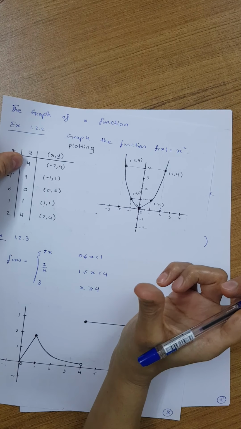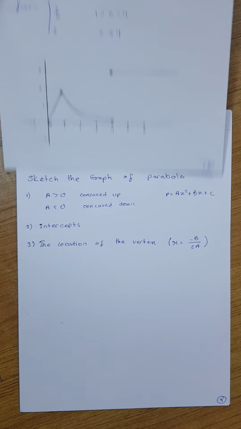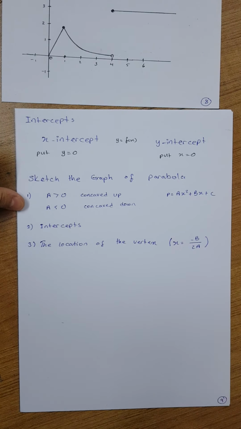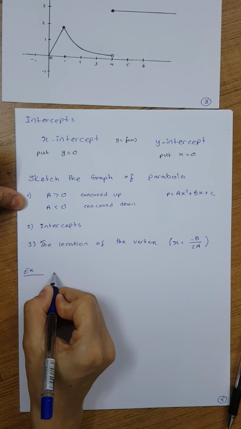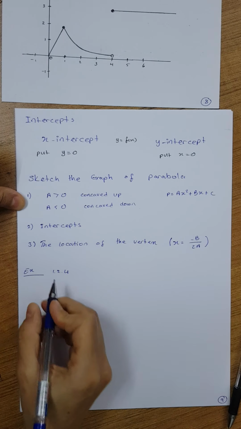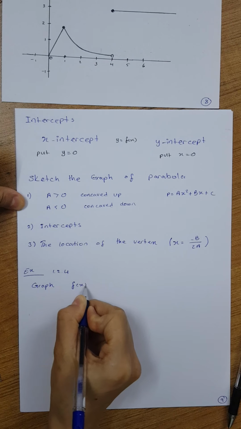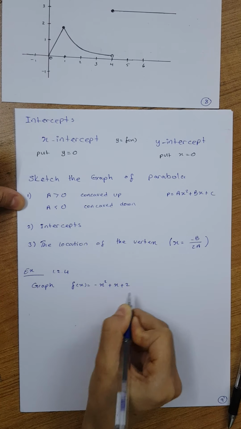Either if it is upward or downward, facing up or down, this point is called the vertex of the parabola. Okay, let's do the example that is given in here. It says sketch the graph of f of x equal to negative x squared plus x plus 2.